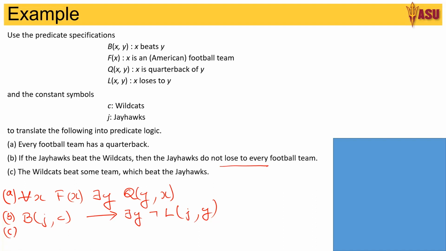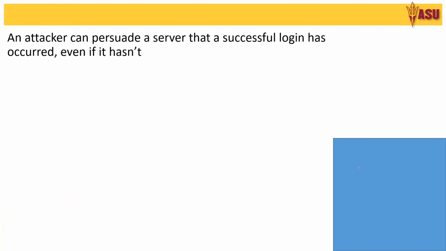Now let's see the third statement: the Wildcats beat some team which beats Jayhawks. That means there exists an X such that Wildcats beat the team, so B of C comma X, and X beats Jayhawks, so B of X comma J. These are the three statements. Let's see some more examples with a few more complex statements.